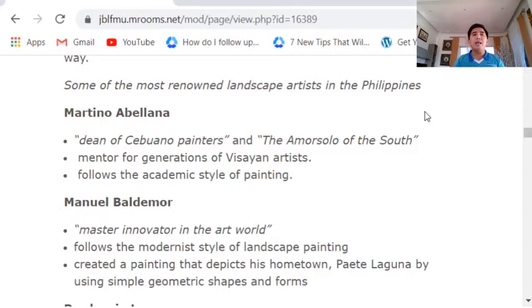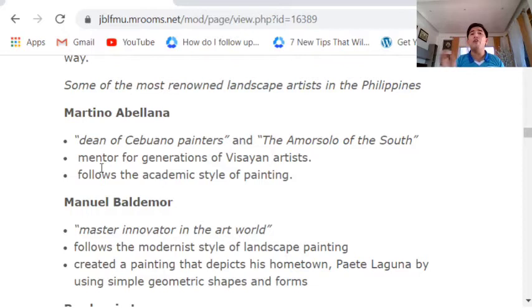Then, he is also known to be the Amorsolo of the South, right? Because Amorsolo was a painter known to be located somewhere in Luzon, okay? So si Martino Abeliana naman was known to be the Amorsolo of the South. Next, mentor for generations of Visayan artists, okay? So he was known also to be the mentor or the teacher of some Visayan artists who were also known for their own artworks as well. Next, follows the academic style of painting.